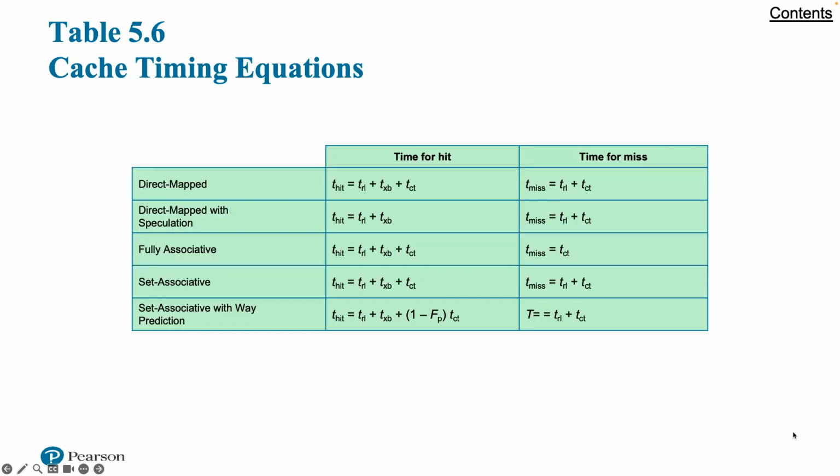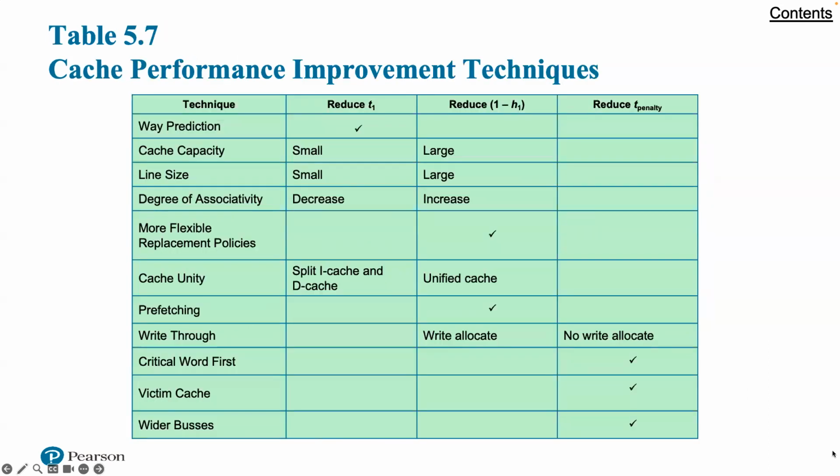And thus we have these two charts. Once you review what we talked about in the last chart and the description I was showing here, you can see the time for a hit and the time for a miss for these different types of cases. So this is for the cache timing equations. And then in this chart, we have the cache performance improving techniques. This is the last chart that we'll have before we do our summary here. So you can feel free to look over those in more detail.